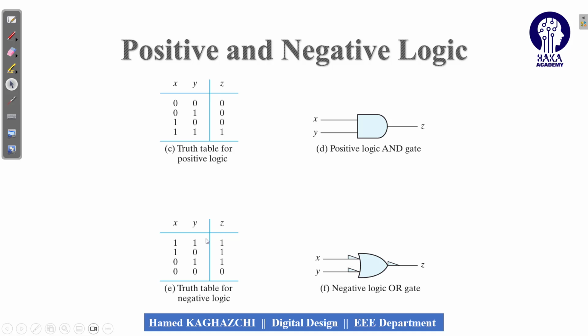How can we represent the AND gate in the positive logic? You can see that the AND gate is also represented in this form as the OR gate in the logic, but with negation in the input and output. So this is the form of representation of the negative and positive logic.